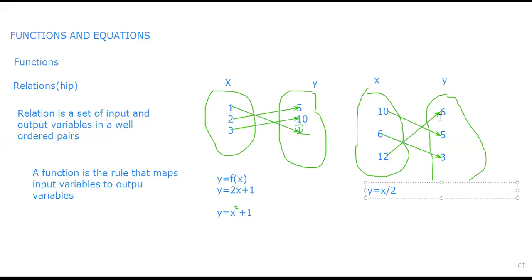So that is what? A function. So the function is what? A well-behaved relation. Okay, you can say it is a well-behaved relation, or it is the rule that maps input variables to output variables in a well-determined manner. And that's what? A function. So we now know what a function is and from where we got functions. Now let's look at the types of functions.